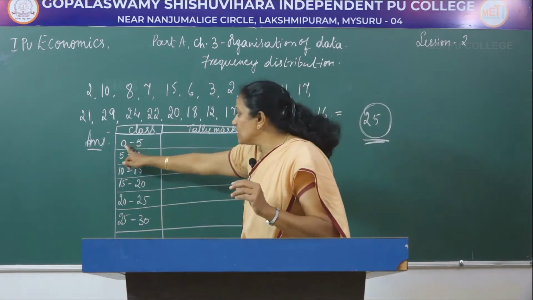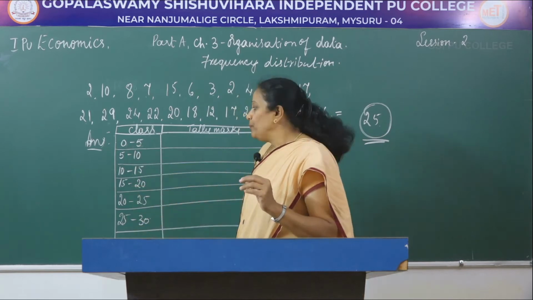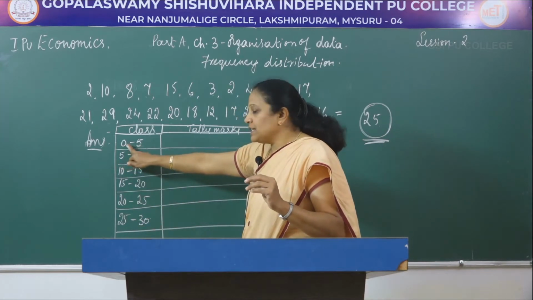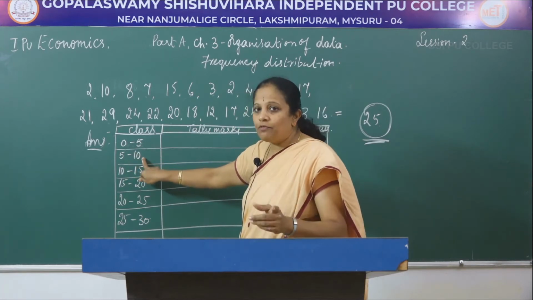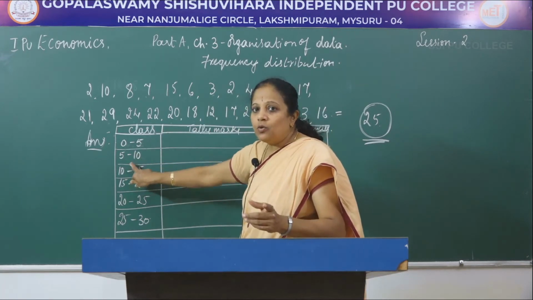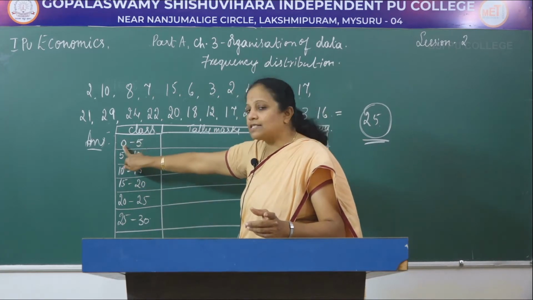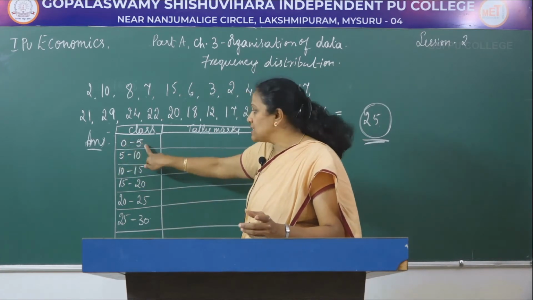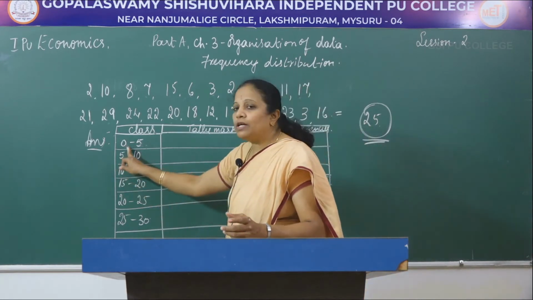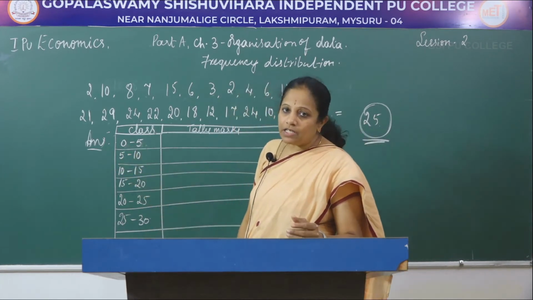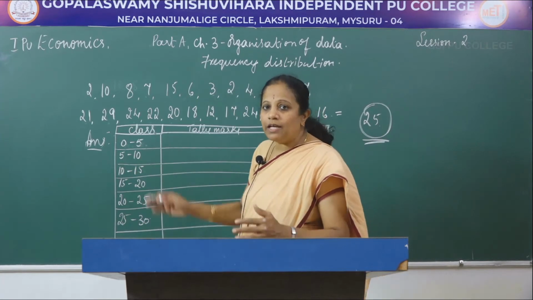The class width should be uniform. Therefore, it starts from 0 to 5, 5 to 10. There should be a uniform gap between the two class limits. This is called the lower class limit and this is called the upper class limit. The gap between the lower class limit and the upper class limit is always uniform in a series.